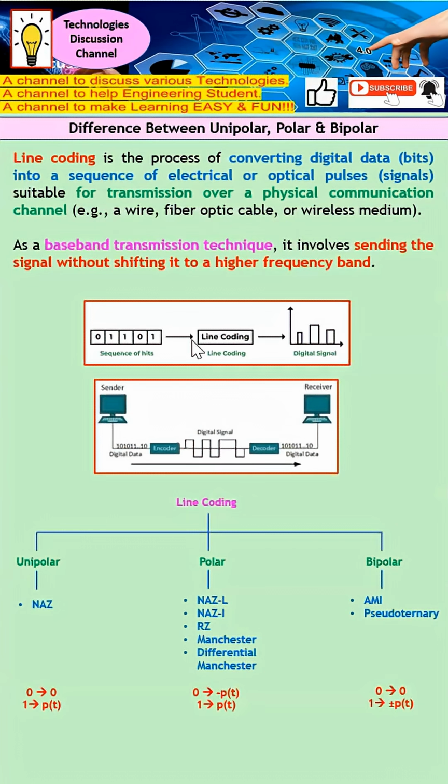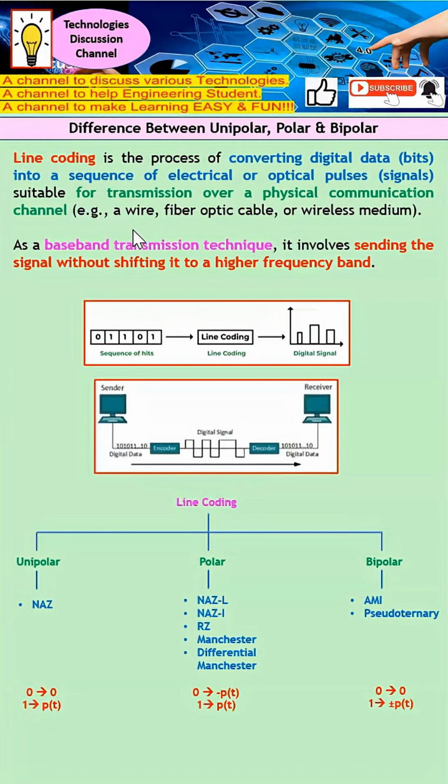Line coding is the process of converting digital data, which can be binary 1 or binary 0, into a digital signal. The digital signal can be an electrical signal or an optical signal. The key objective is to send it from the transmitter to the receiver through the communication medium. The communication medium sits in between the transmitter and receiver, and it can be a physical cable, fiber optics, or even wireless.